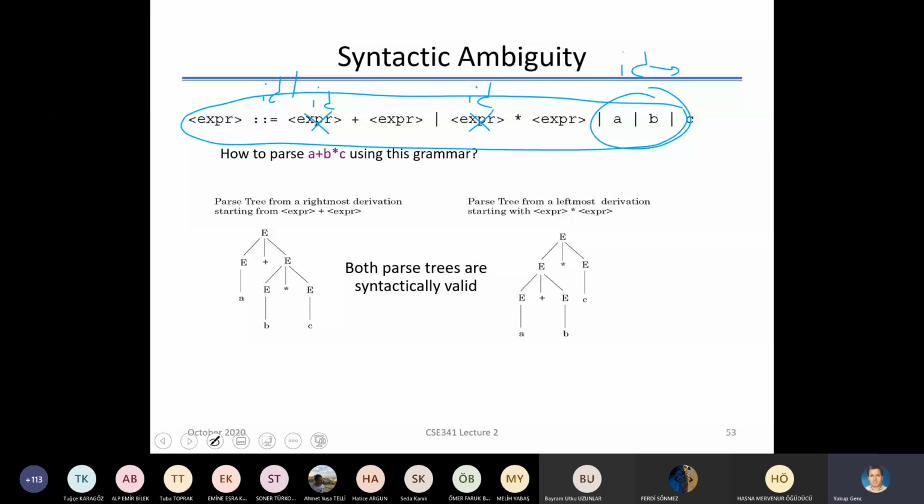Now, the question is, is there a way to make sure that there is no ambiguity? And the answer is it is mathematically impossible to determine if a given grammar is ambiguous. There is no such algorithm, no such solution to that problem. So we cannot solve it. We cannot mathematically say, okay, I can.